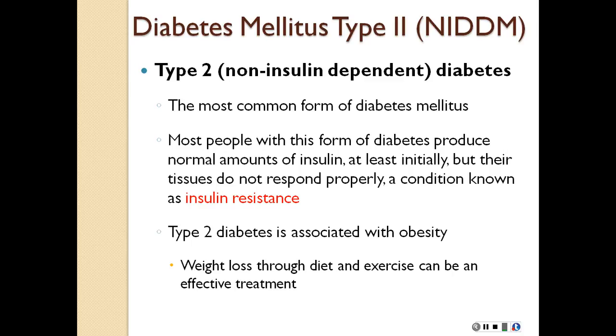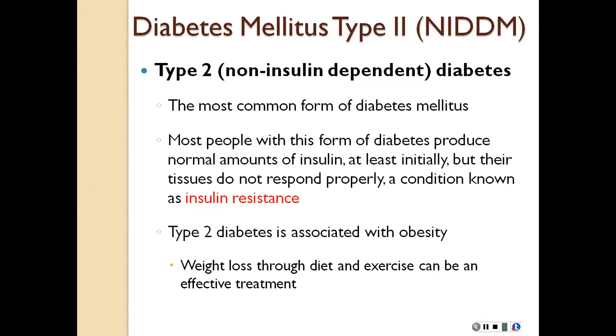Remember that in order for insulin to work, it binds to the cells and tells the cells to what? Bring that glucose in. So with type 2, the cells are just not responding to the insulin. They're not binding insulin, or they're not allowing glucose to come in, even though insulin is there. So that is referred to as insulin resistance. Type 2 is non-insulin dependent because it's not the lack of insulin that is the problem.